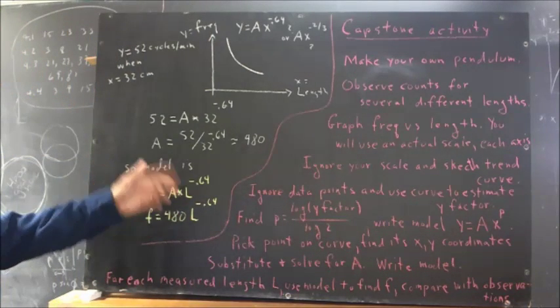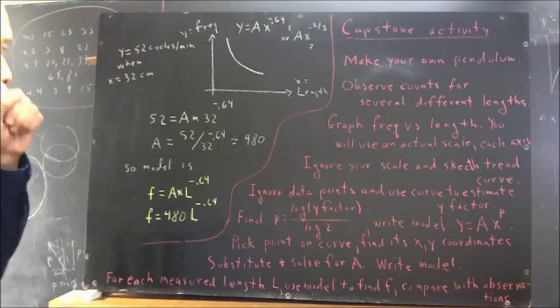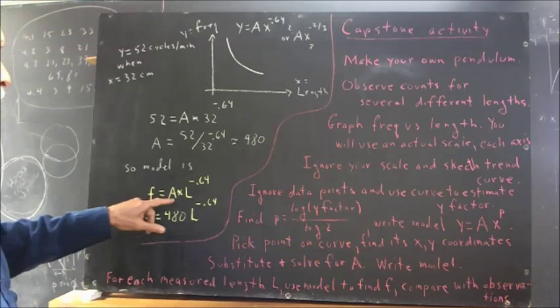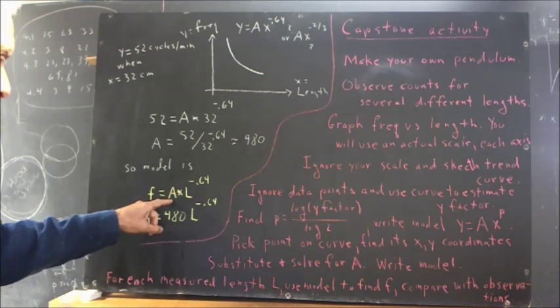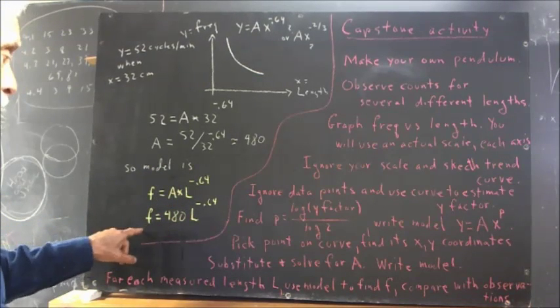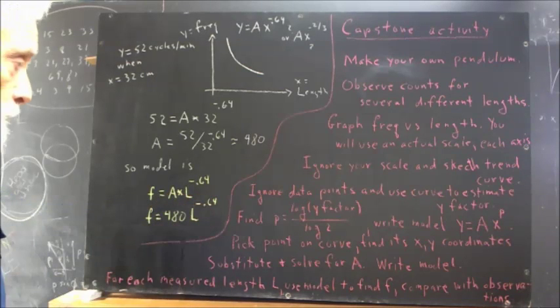Now, what did we do here? We solved for A. We got 480. Okay, our model was AL to the negative 0.64, but now we know A to be 480, so it's F equals 480 L to the negative 0.64.